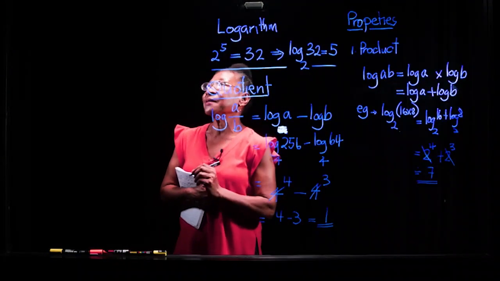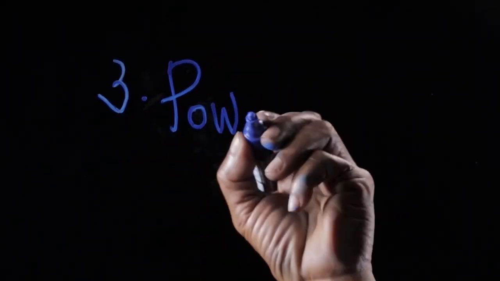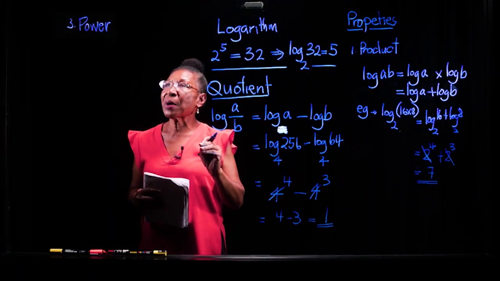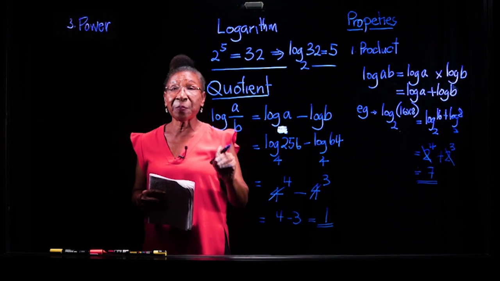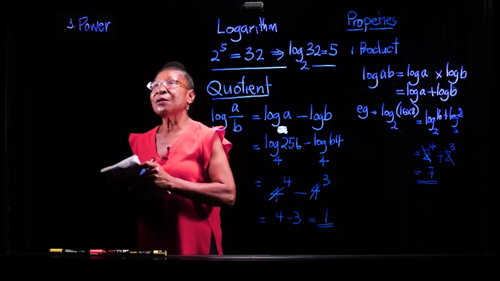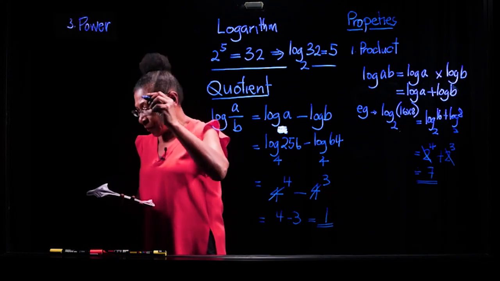Let's look at the third property. The third property gives us the power property. What is it? We look at the indices, and we talked about examples like 5 to the power of 2. But in this case, it is the property of power in logarithm.